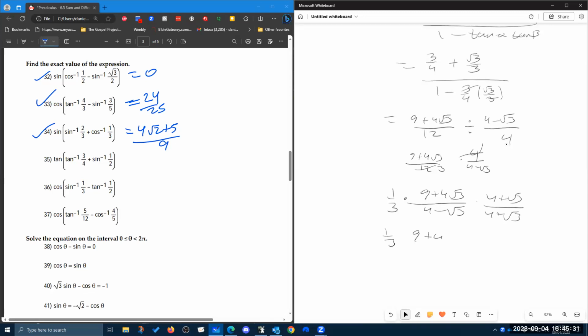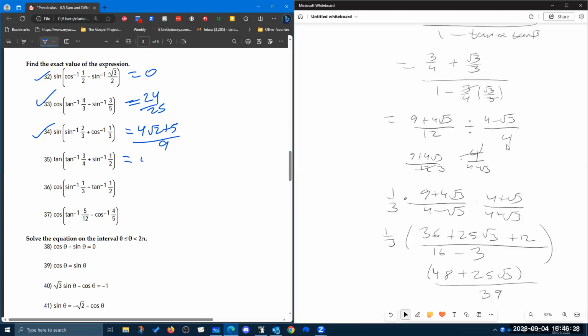9 plus, it's going to be 36, 9 and another 16 is 25. Plus 12 over 16 minus 3. 1/3 times 1 over 13 times 48 plus 25. So 3 is not going to go into 25, and neither is 13. So 13 times 3 is 39 in the denominator here. This is 48 plus 25 root 3 over 39.